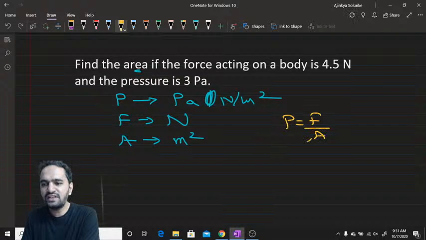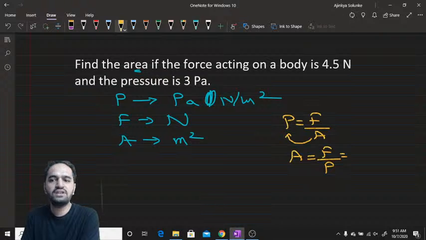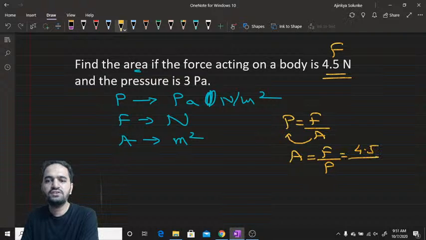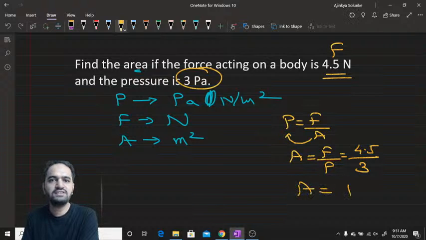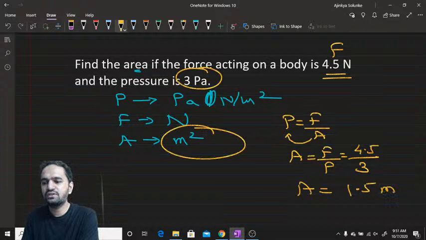So you can shift that area to the other side. The formula will become area is equal to force by pressure. Okay, put the values there. What is the value for force? Force is 4.5 Newton. Okay, and what is pressure? Pressure is 3 Pascals. So what is the division? Area is equal to 1.5, and the unit should be meter square.